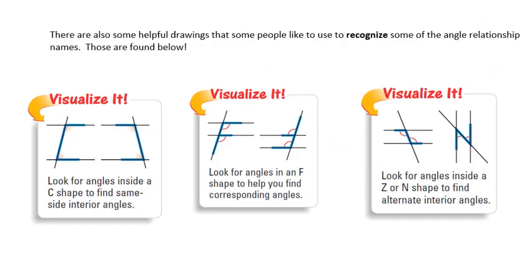Here are some nice little relationship pictures to help you find these angles. For example, if you can make a C around the two angles, those are same side interior. If you can make an F, those are corresponding. And if you can make a Z, those tend to be alternate interior.